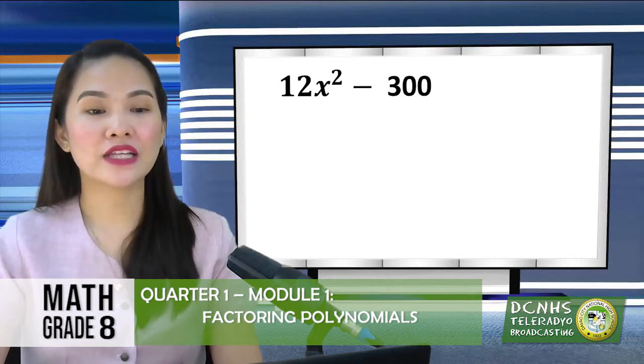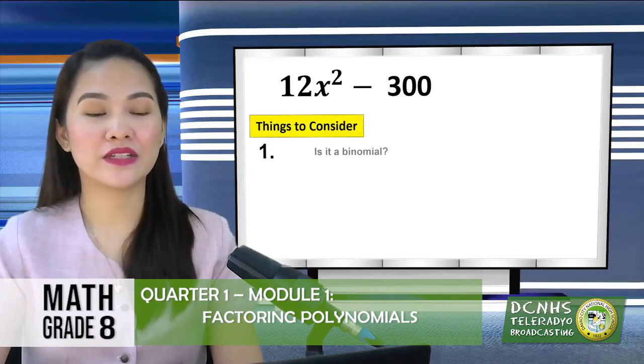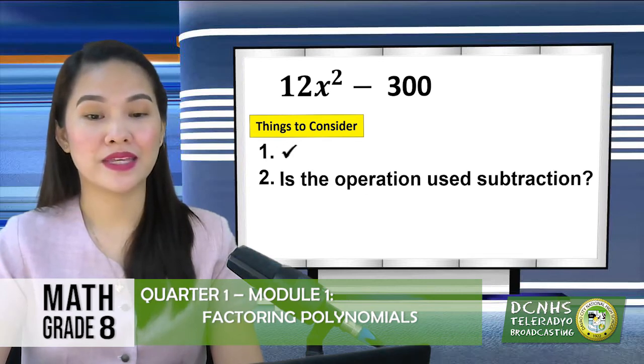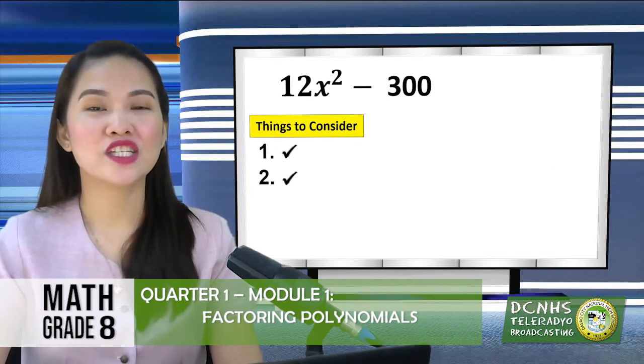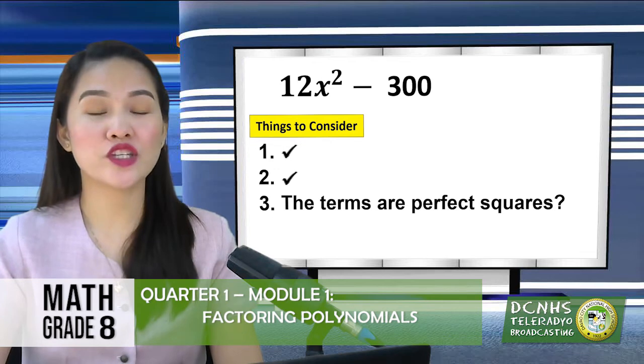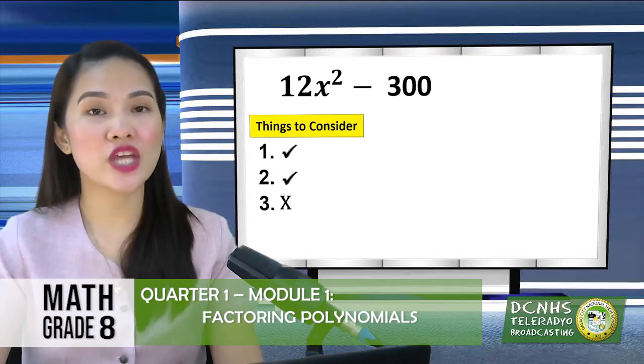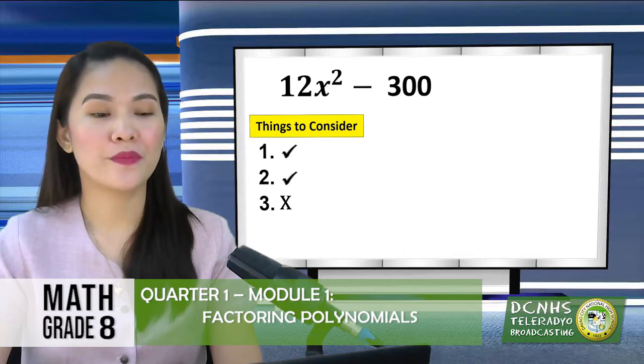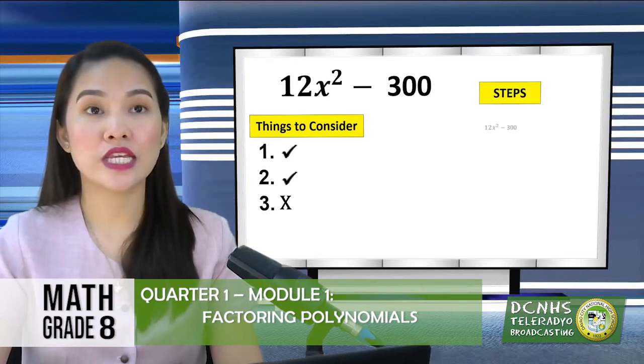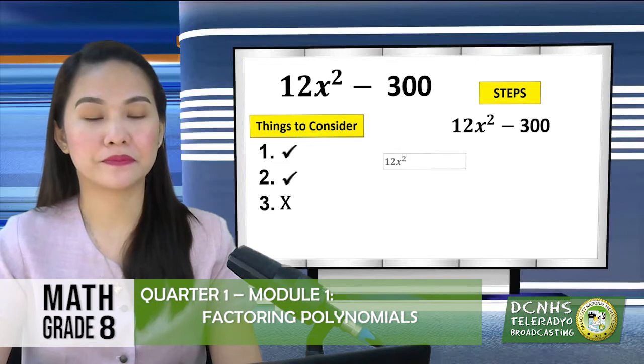Lastly, factor the expression 12x squared minus 300. First, let us examine the expression. Is it a binomial? Check. Is the operation used subtraction? Check. Are the terms perfect squares? No. Therefore, we can't use factoring of difference of two squares. Try to factor the expression using common monomial factoring.